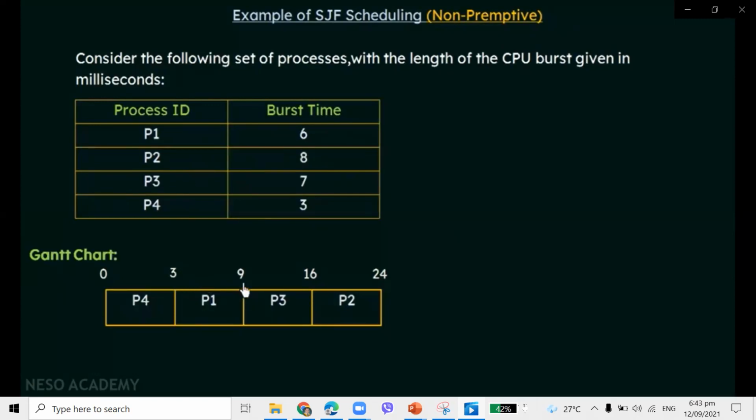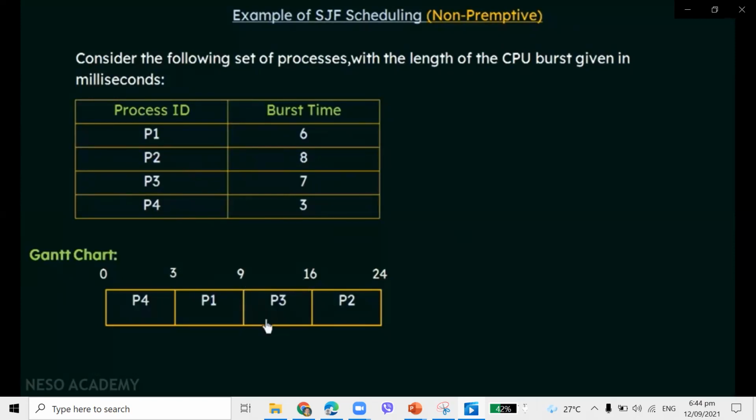So 3 plus 6 equal to 9. Up to the 9th millisecond, P1 will be executing. So what are the remaining 2? P2 and P3. Among this, which is the smallest one? It is P3, which is 7. So at the 9th millisecond, when P1 releases the CPU, P3 gets the CPU and it will execute for 7 milliseconds. So 9 plus 7 is 16.